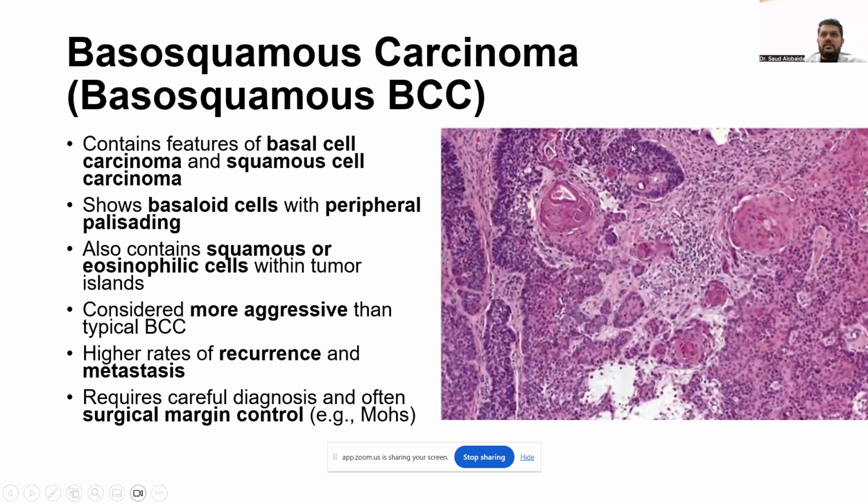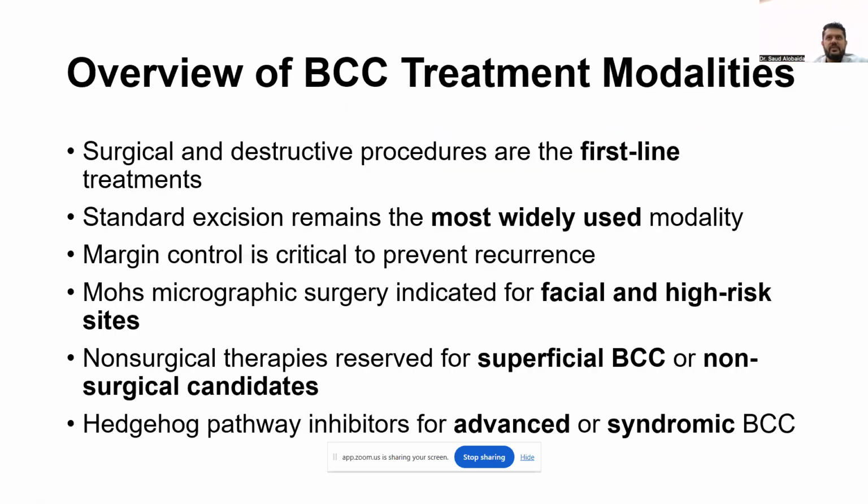Basosquamous, as you can see, this is typical BCC, and boom, you get these eosinophilic, pleomorphic, atypical looking cells, and this is why we call it basosquamous. It's bad, more aggressive, and it's one of them that needs attention. And I've seen it when I did a rotation in Mohs surgery, and you see both features of SCC and BCC.